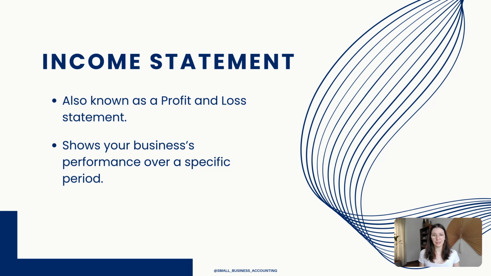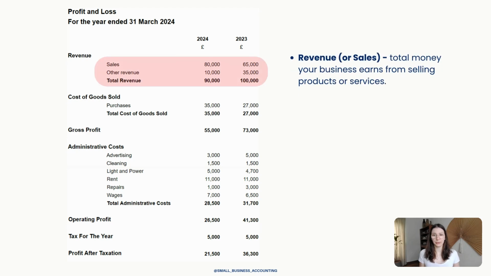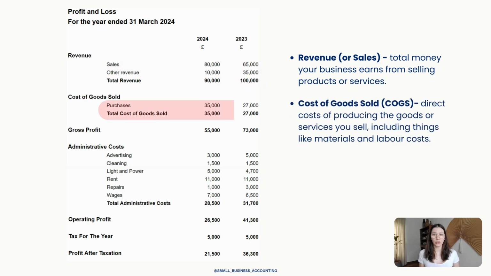Now let's discuss how the income statement looks like. The income statement is made up of several key sections that help you track how your business is doing financially. Let's break it down. Revenue. This is the total money your business earns from selling products or services. Costs of goods sold. These are your direct costs of producing the goods or services you sell, including things like materials or direct labor costs.